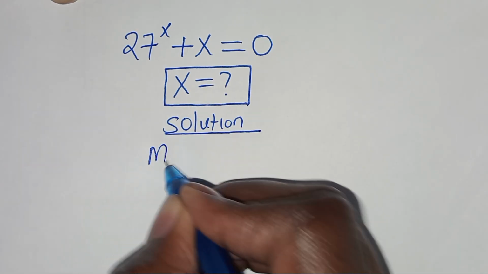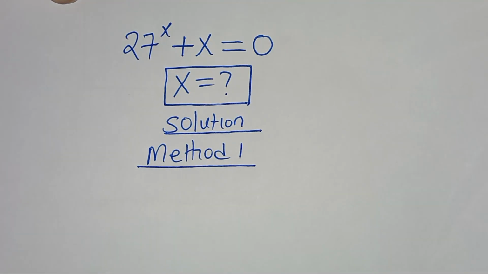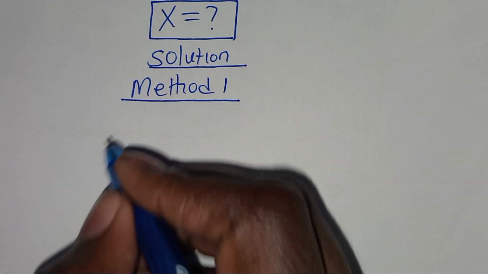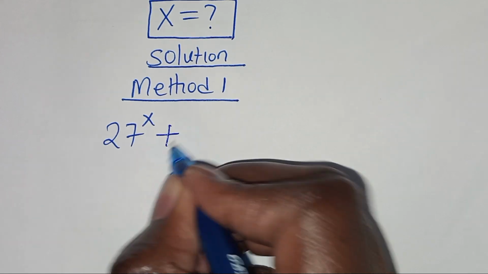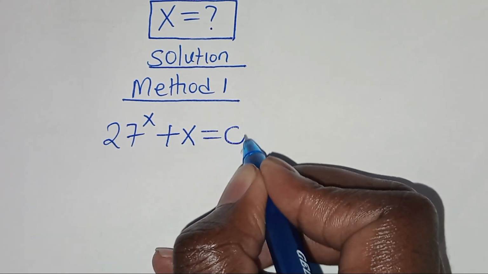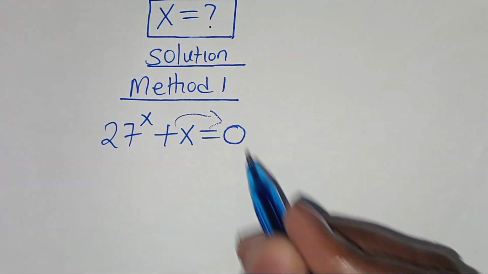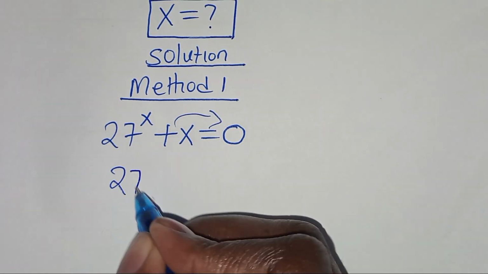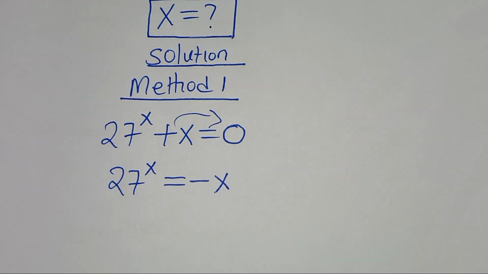Let's start with method 1. In this case, we have 27 raised to power x plus x equal to 0. So the first step is to take plus x to the right hand side, so that here we have 27 raised to power x equal to minus x.